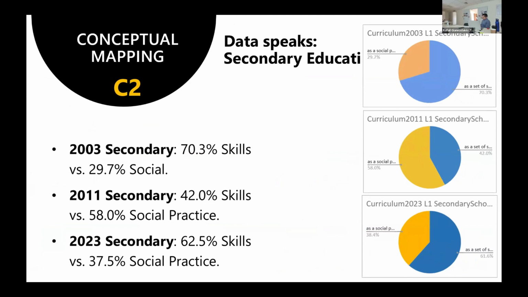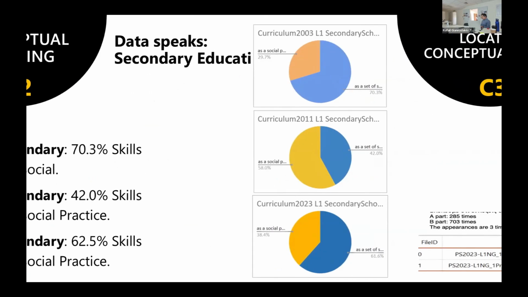Now, the secondary education, we see a similar pattern. 2011 was a peak of social practice, and in 2023, skills have reclaimed the majority with 62% skills versus less than 40% social practice. The data speaks clearly. We are seeing a re-automation of literacy in the latest reforms.